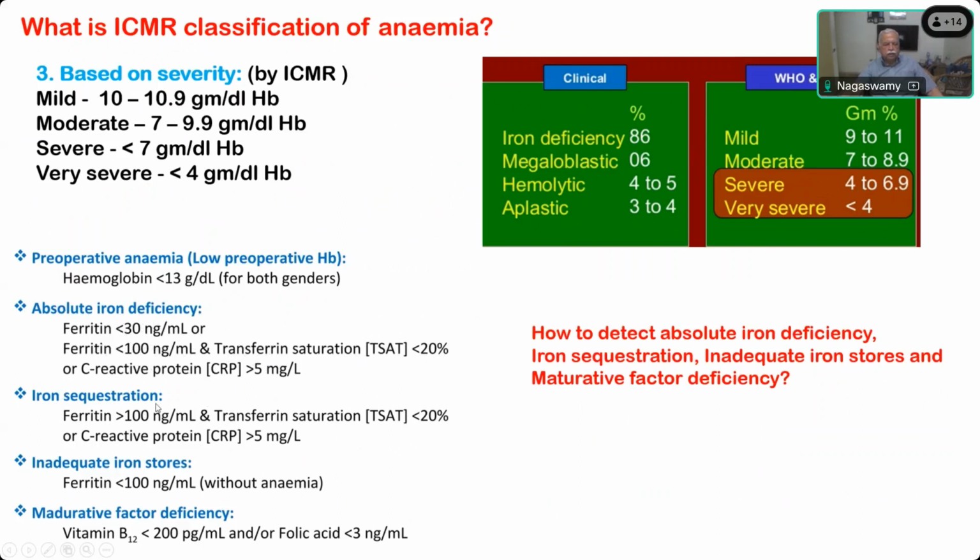Iron sequestration means iron getting deposited in unwanted places. In which condition will you get iron deposited in tissues which do not require iron? Hemochromatosis, sir. Hemosiderosis or hemochromatosis. Okay, these are the two conditions where iron gets deposited, and that causes some pathology. That causes the dysfunction of the organ.